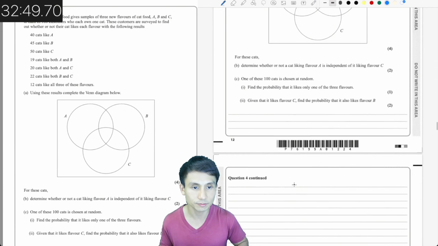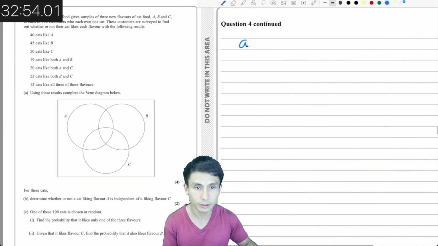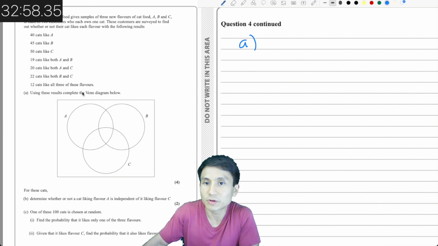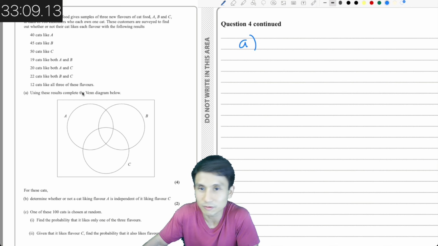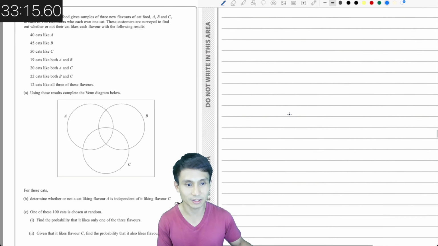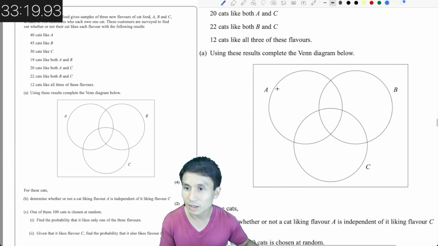Number 4. Going to do A here maybe. A manufacturer of pet food gives samples of 3 new flavors of cat food, A, B, C, to each 100 customers who own 1 cat. These customers are surveyed to find out whether or not their cats like each flavor in the following results. Okay, so we just need to complete the Venn diagram basically, and it doesn't seem to have any other diagram, so I'm going to use this given diagram here.